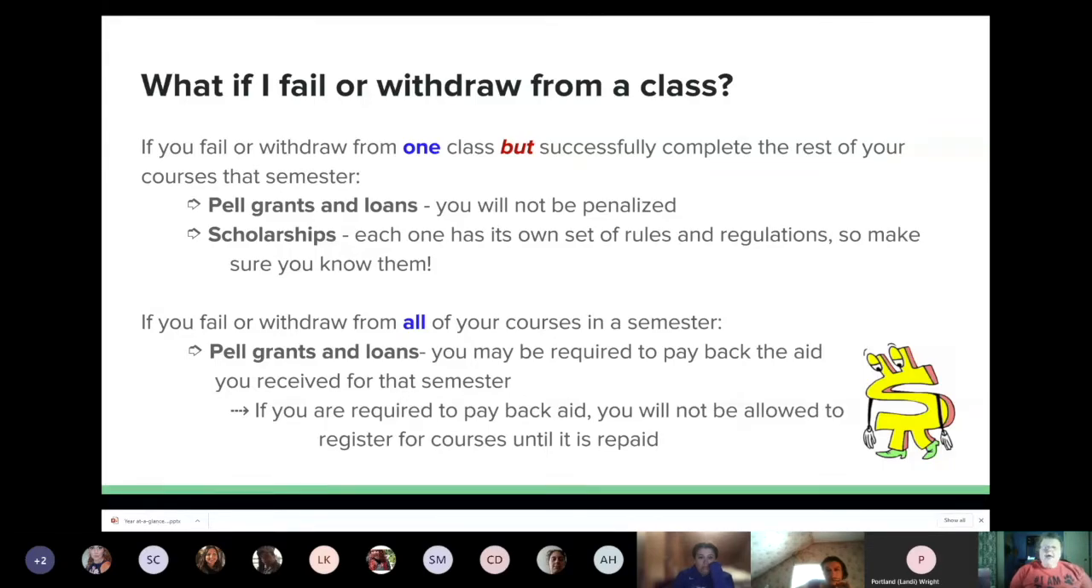Scholarships each have their own set of rules and regulations, so make sure you know them. Sometimes I'll meet students that have received scholarships from their time in high school, and they need to present a copy of their transcript at the end of the semester. There's a specific address that was listed on the scholarship material.